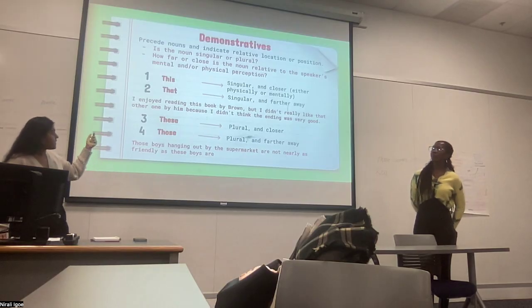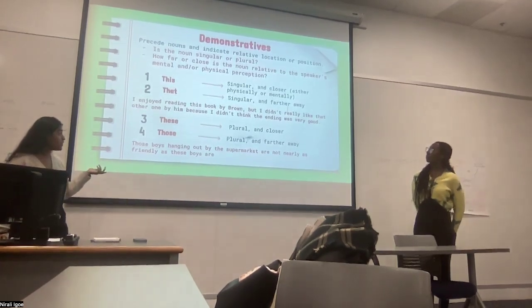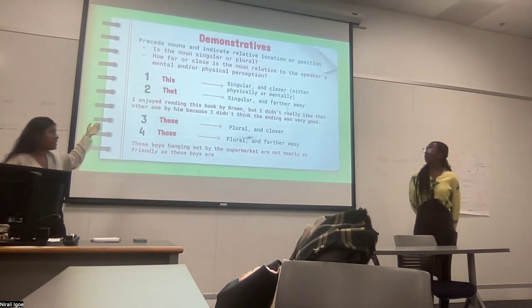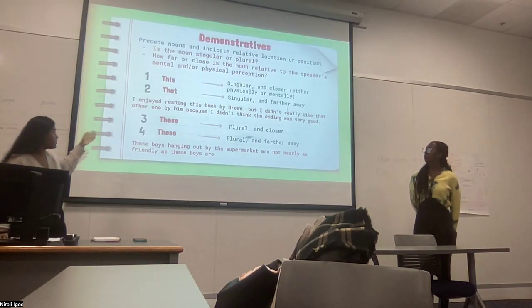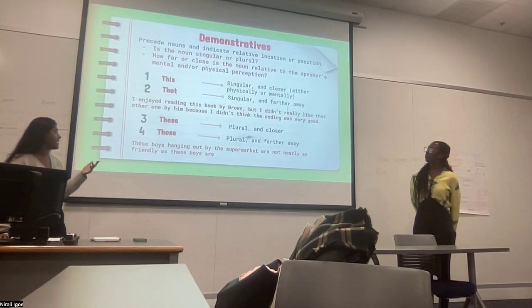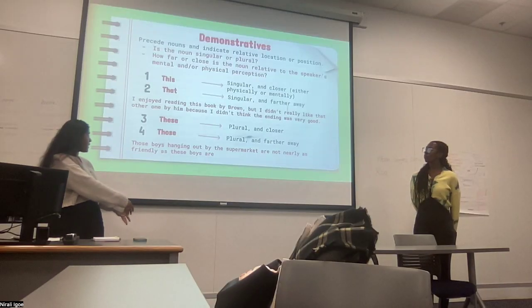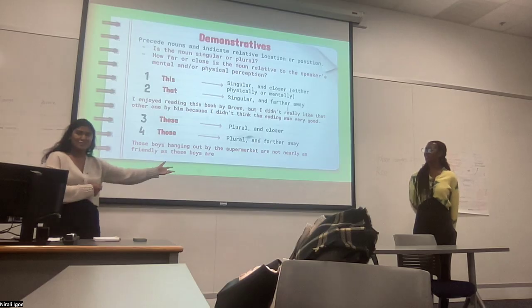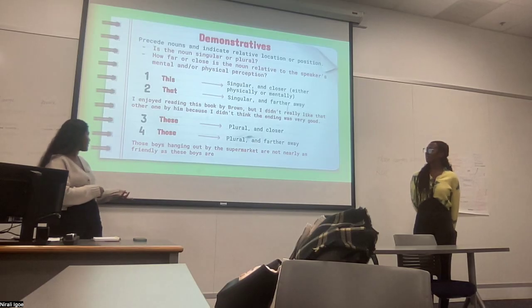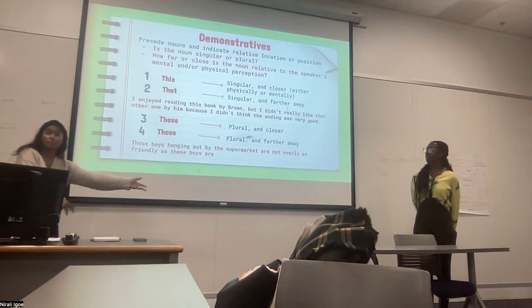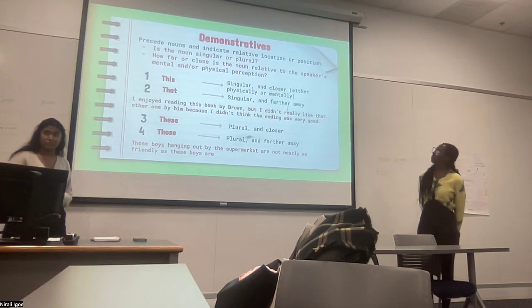Moving on, we have these and those. These are for plural. These is closer, and those is for further away. For example, those boys hanging out by the supermarket are not nearly as friendly as these boys are. This refers to the physical distance. Maybe the boys are standing here. Those boys hanging out by the supermarket are not nearly as friendly as these boys who are close to me. The supermarket is far away; these boys here are close to me.